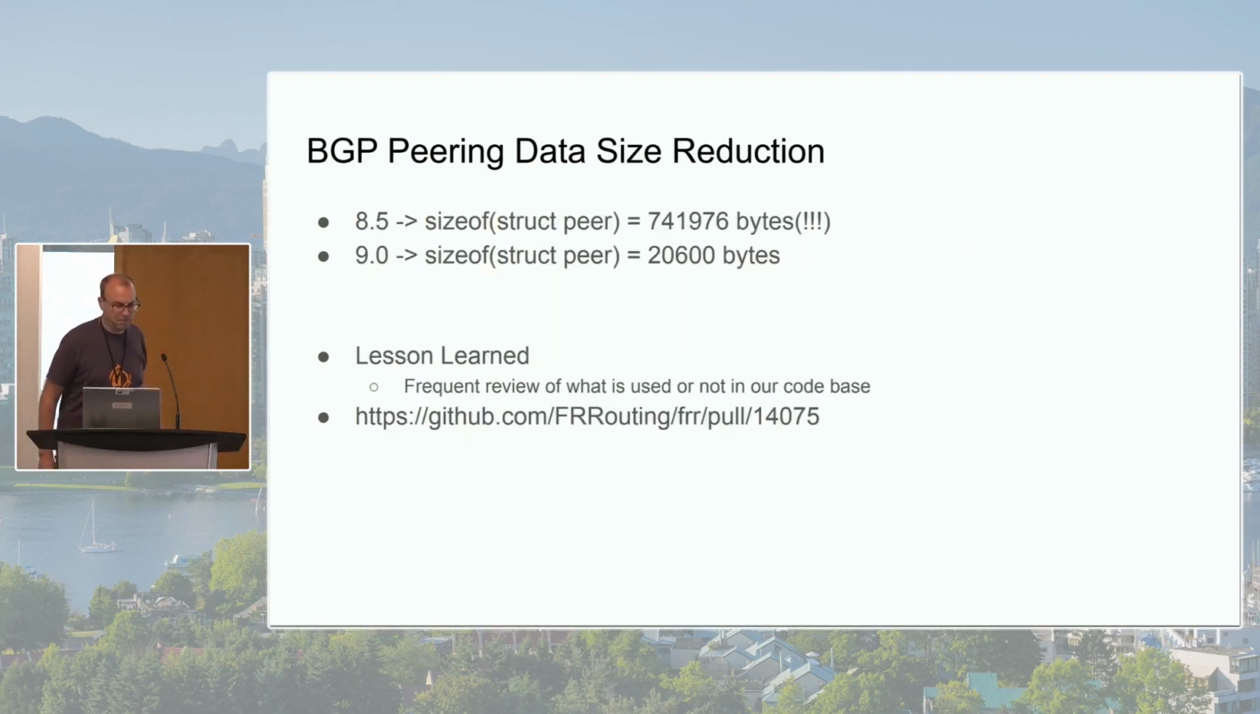So when we went from FRR 8.5, the struct peer was 740K, and with the 9.0 release, we have 20K bytes of peer and data structure. And I guess the lesson I learned from that is that it takes a lot more work on the maintainer's part to go through and actually have an understanding of what's being used and actually fix it.